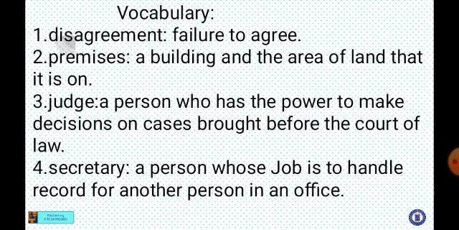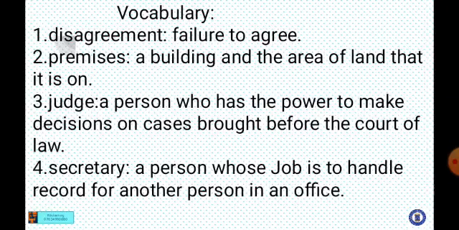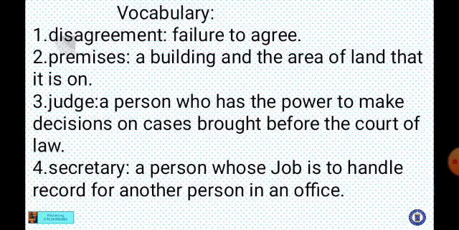Two people will come to the court. Maybe they disagree on issues, they have conflict between themselves. So it is the judge that will make decision on that case that they have. Is that clear?